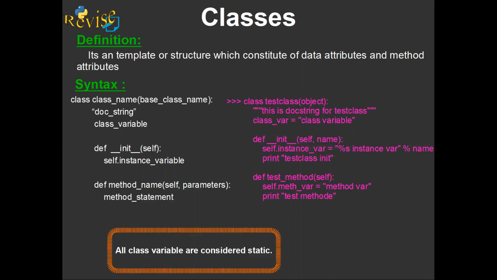So in Python, all the class level variables are considered static. There is no separate static variable definition. All the class level variables are considered static in Python.